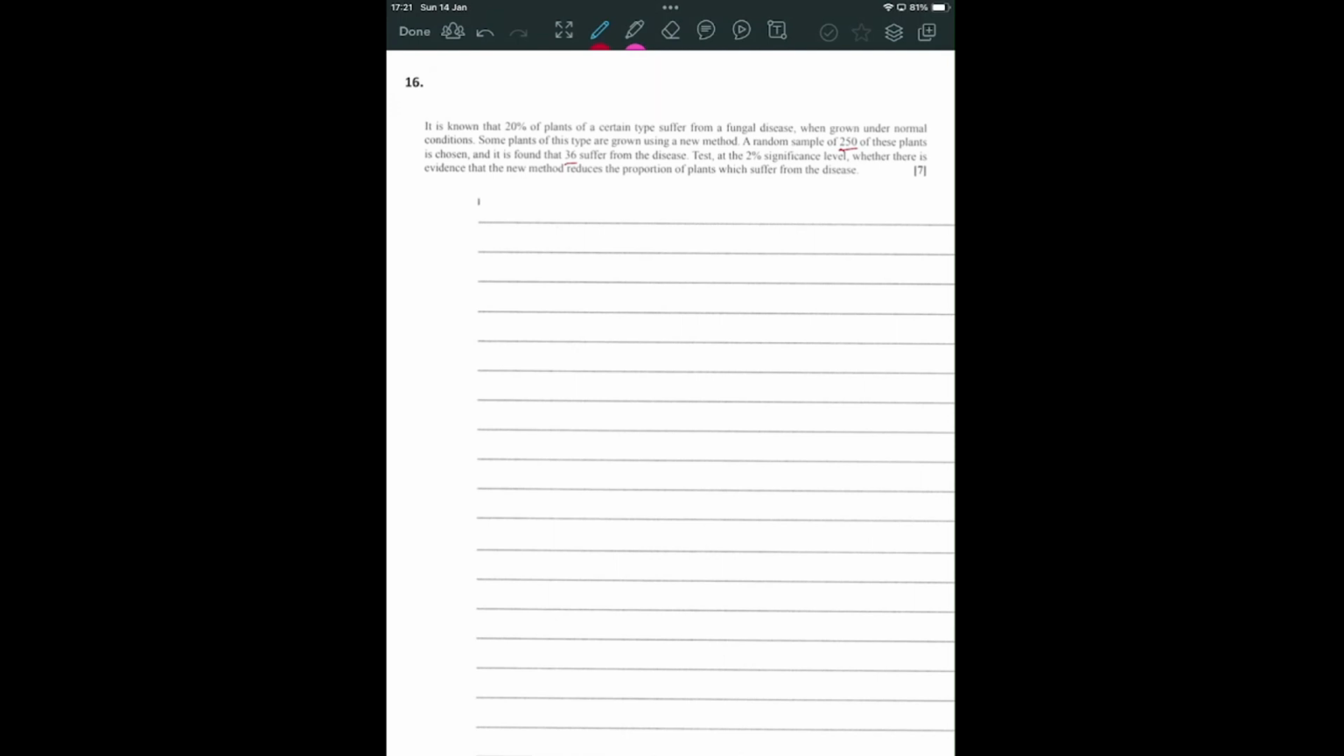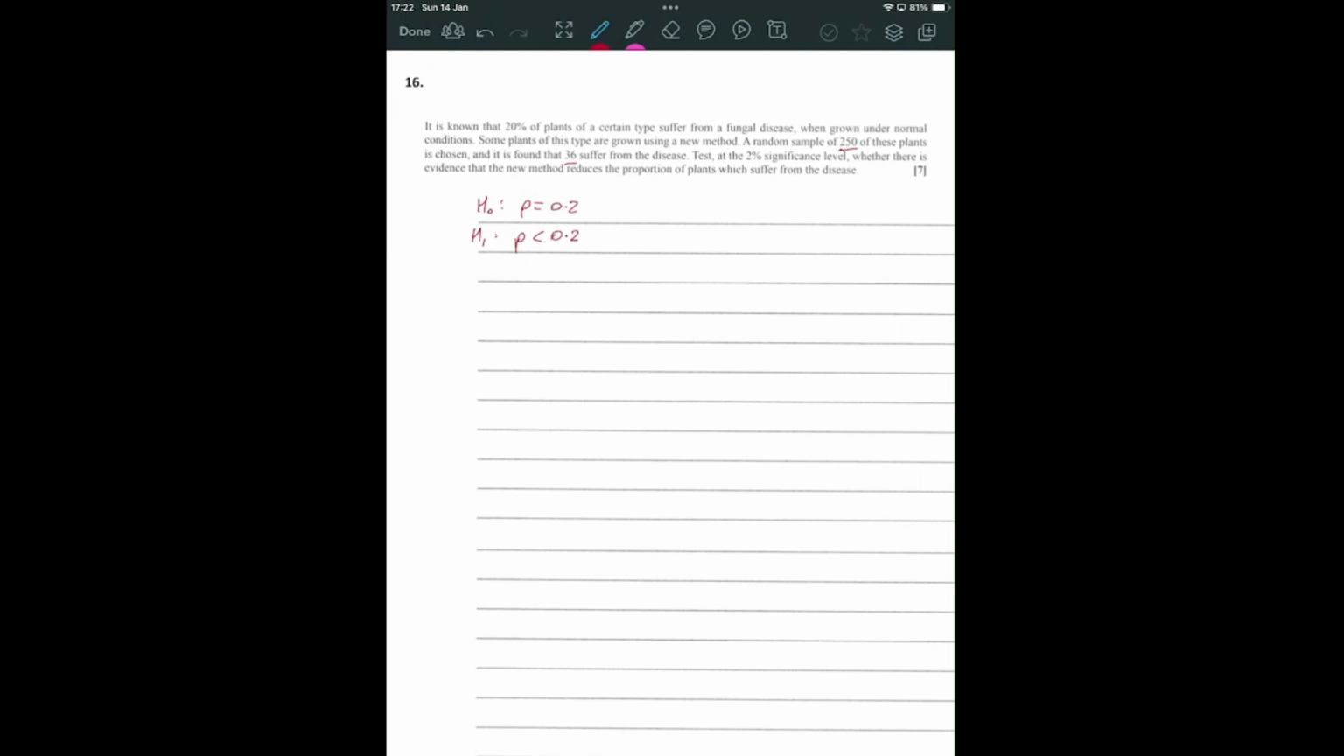Step 1, let's write out our H0 and H1. So H0 is nothing has changed. So that's going to say the proportion is still going to be 20%. H1 is whatever we wanted has happened. We're trying to test whether it's reduced the proportion who suffer. So p is less than 0.2.